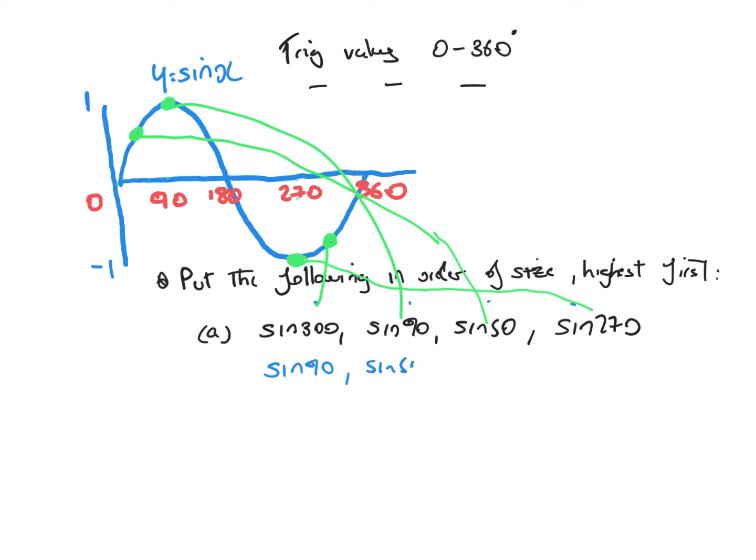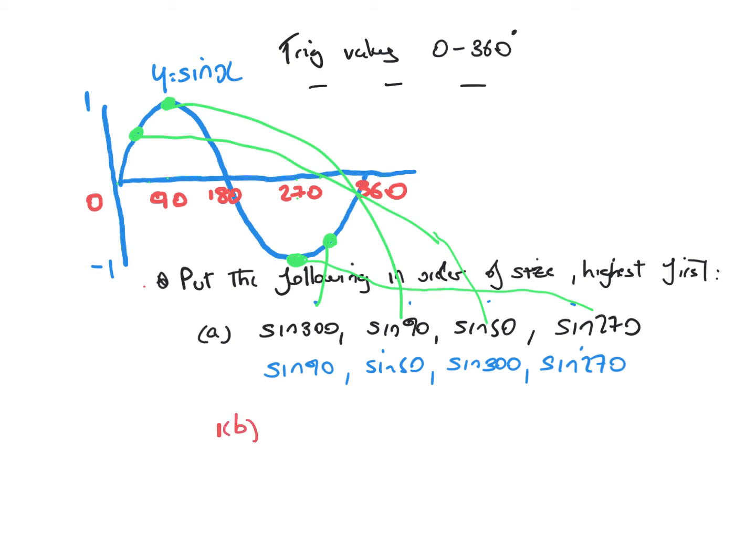Sine 50. What's the next highest one after that? Well, I've moved from there down to there, and I'm now going to move down to there. And what's that? That's sine 300. And then finally, the lowest value right down the bottom is that one there, which is sine 270. So there, I've put them in order, pretty straightforward, from top to bottom. Okay, let's try that second one then.